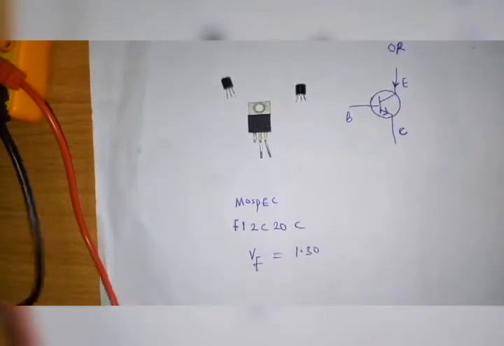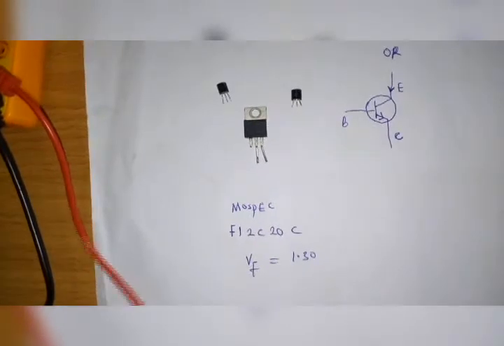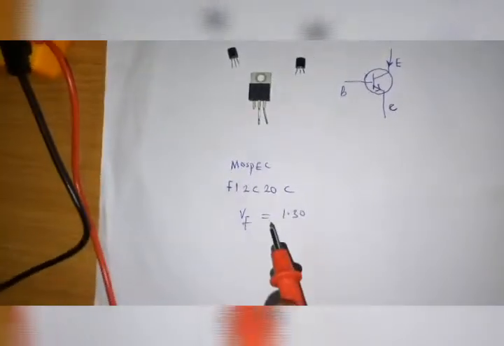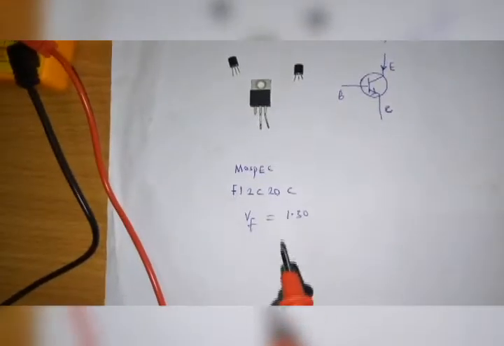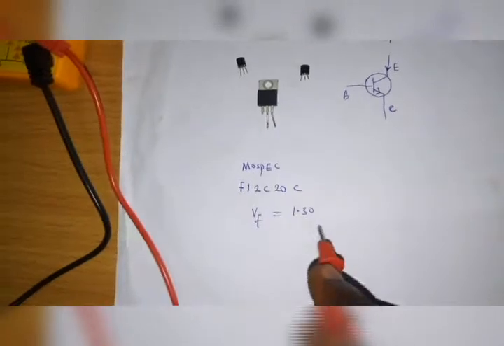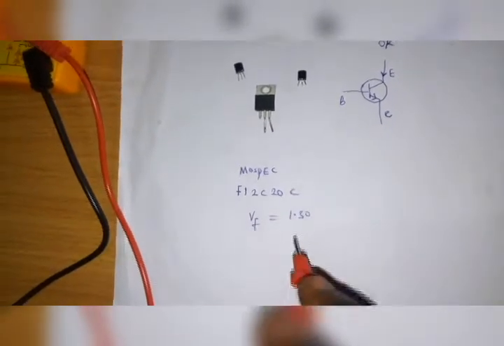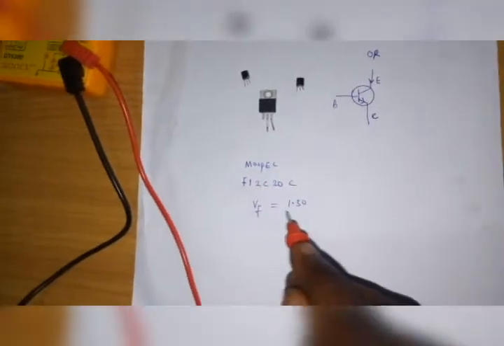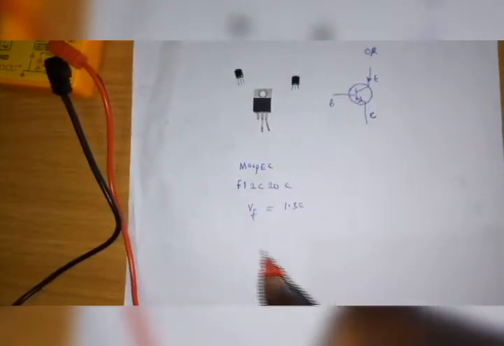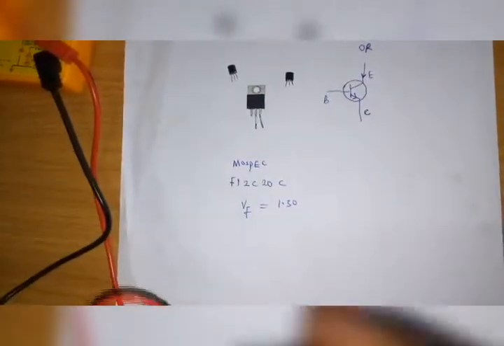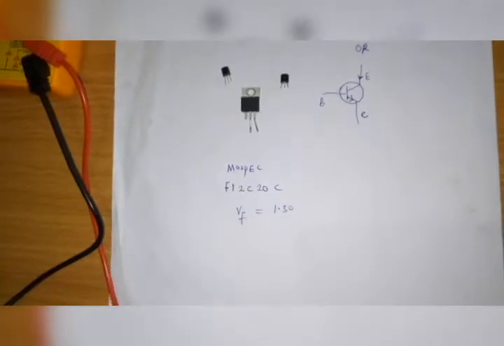So by the time I put my negative probe on the ground on the board and touch the legs of this transistor, if the voltage is far from this, it means that this transistor is bad. So the voltage should be around 1.30 volts. So this is the best way of testing a transistor.